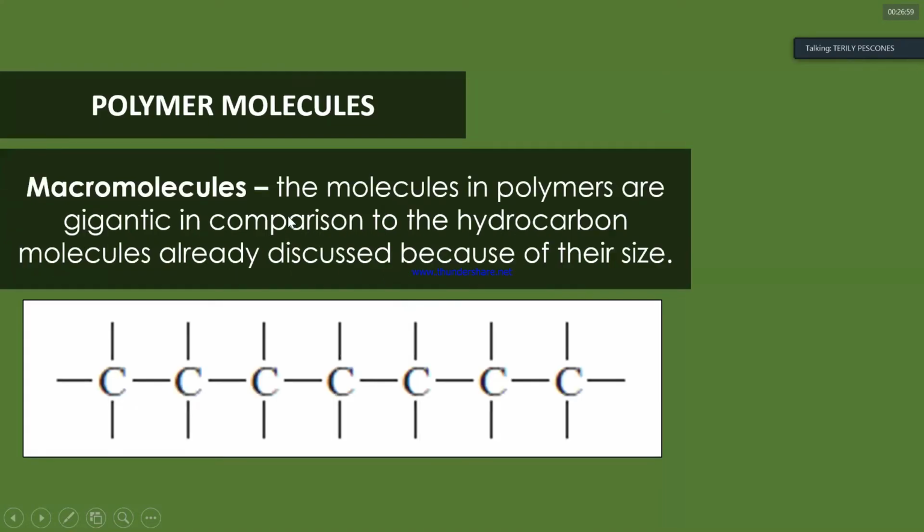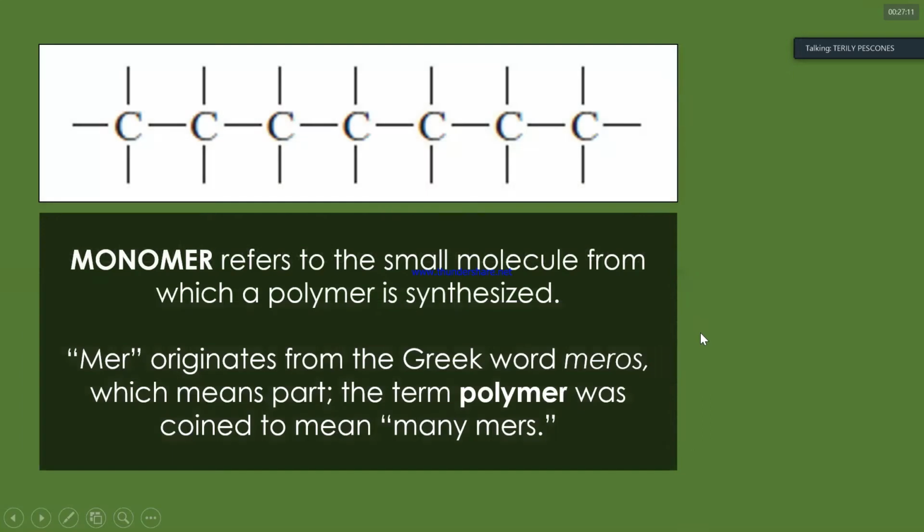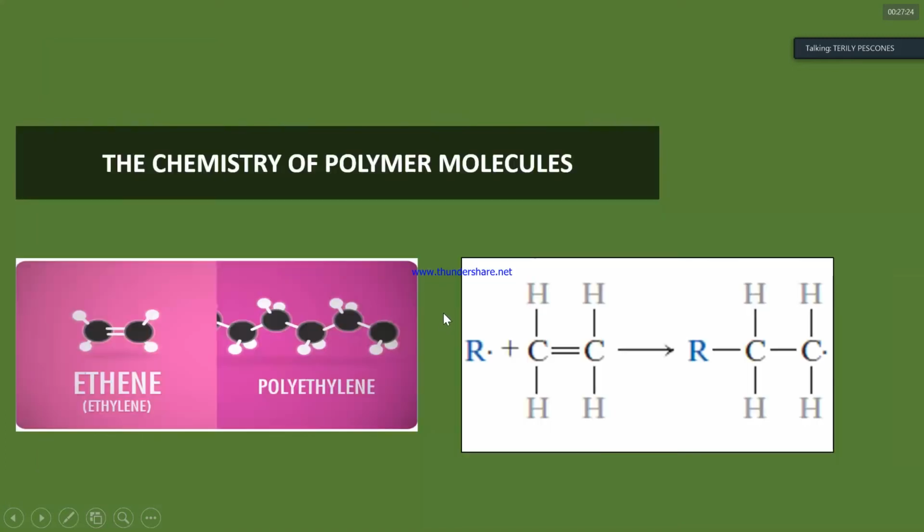Next, we have polymer molecules, macromolecules. The molecules in polymers are gigantic in comparison to the hydrocarbon molecules already discussed because of their size. So we started from a simple hydrocarbon and then we go to polymers na. So monomers refers to the small molecules from which a polymer is synthesized. So next is the chemistry of polymer molecules.